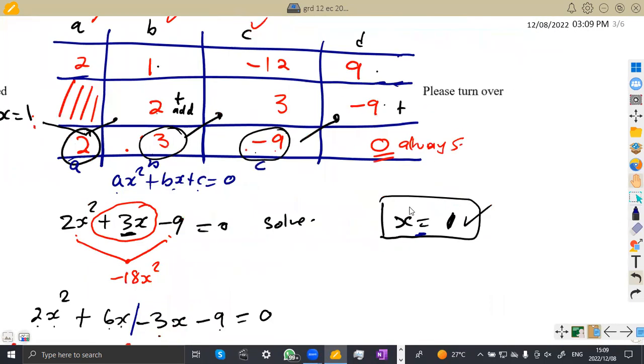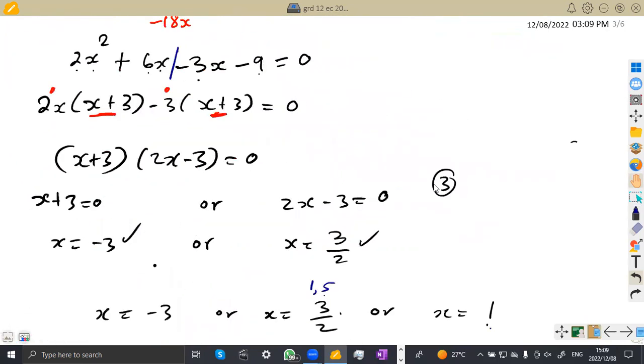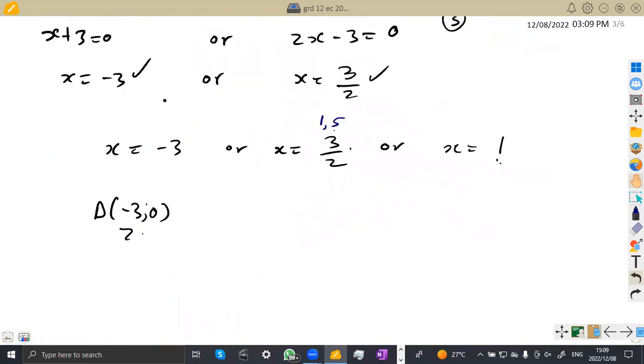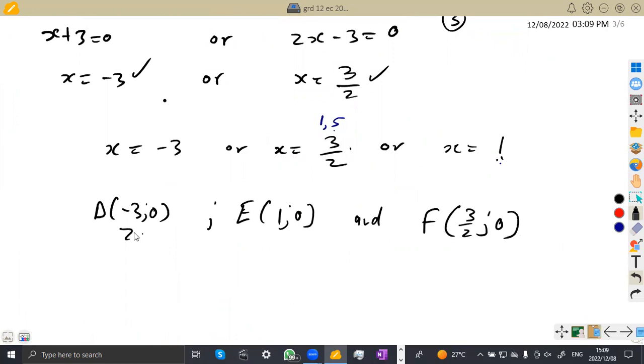So those are the values that we are going to have later on in our solution. So we said E is the one that is a positive. So E is going to be 1, 0, and F is going to be written as 3 over 2, 0, or you can write it as 1,5, 0. Okay, so these are the coordinates of A, the coordinates of D, the coordinates of E, and also F in that manner.